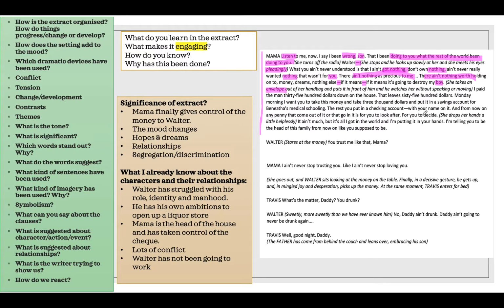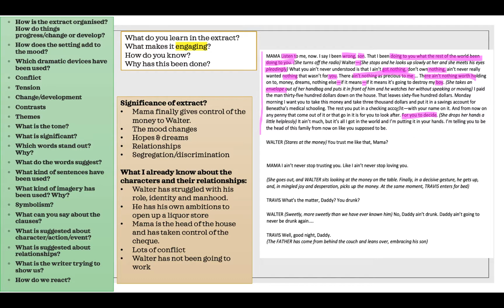Okay, so then she explains that she's giving him the rest of the money. And she says here, "for you to decide." And this is a short sentence, and the reason I'm saying it's a short sentence is because it's probably something that you would want to comment on.